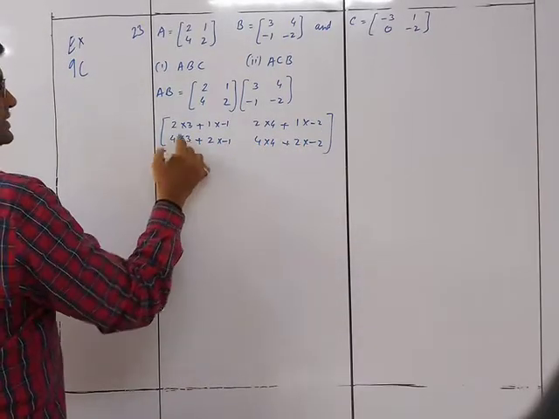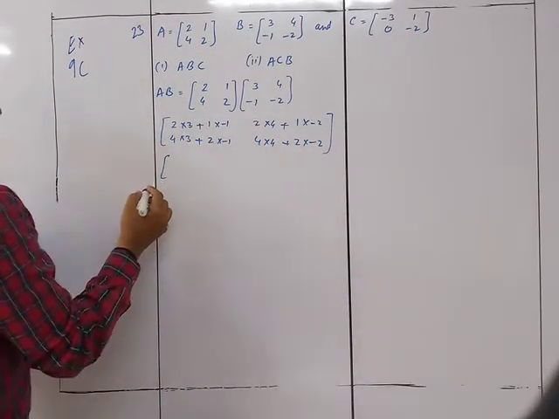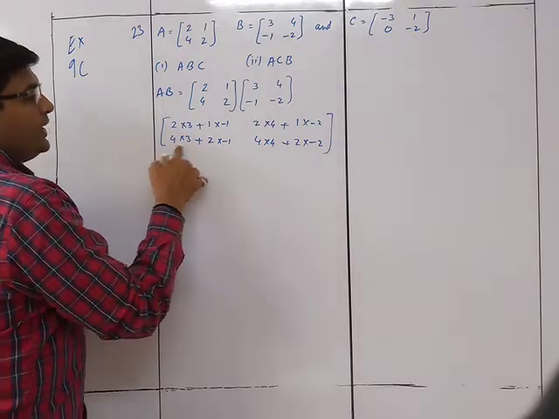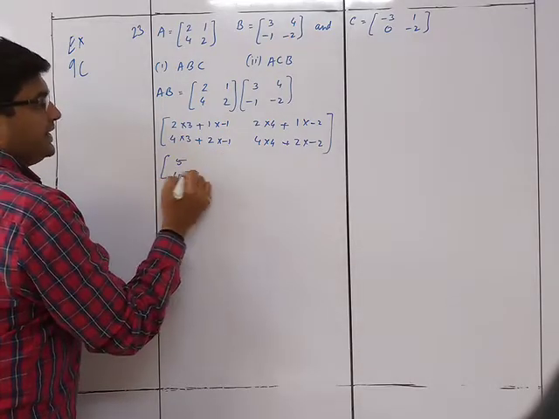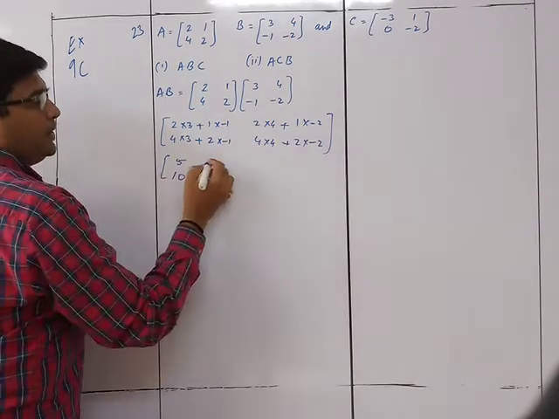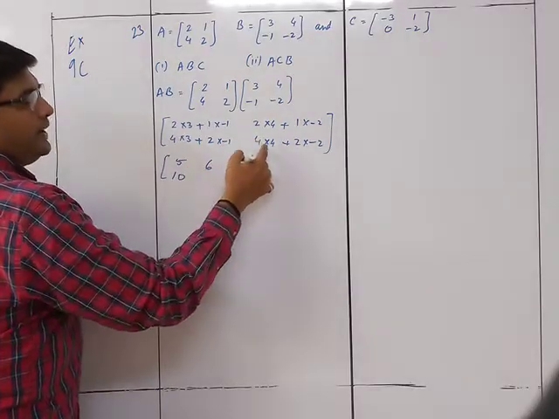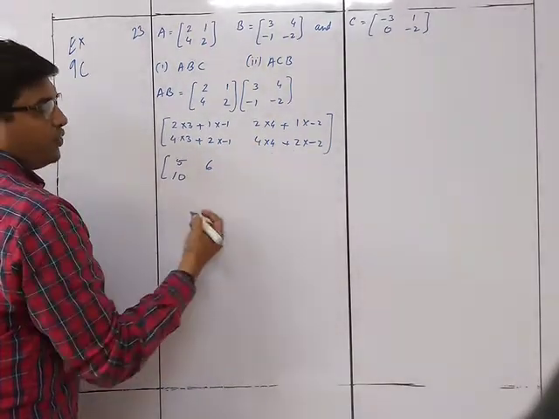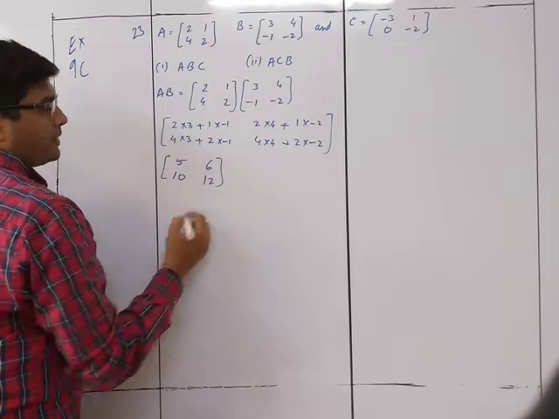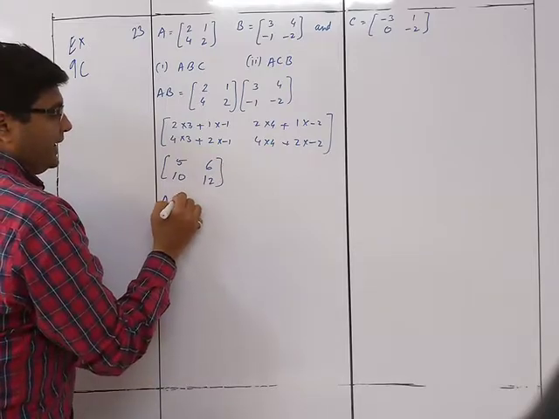This gives me 6 minus 1 is 5. 12 minus 2 is 10. 8 minus 2 is 6. And 16 minus 4 is 12. Now I want to find out ABC.